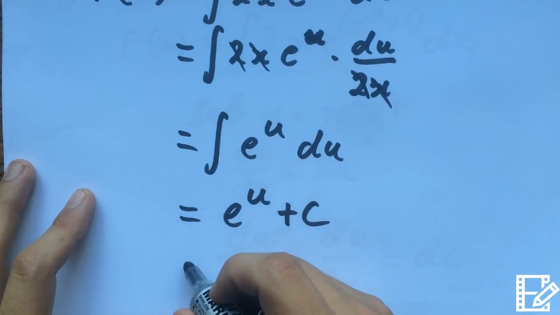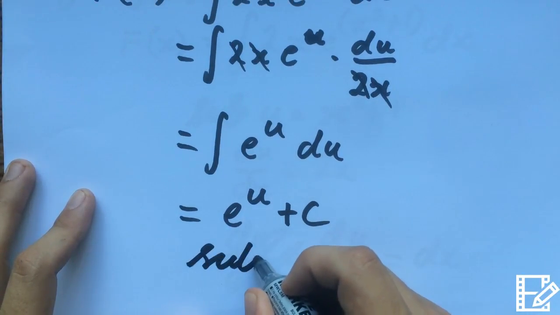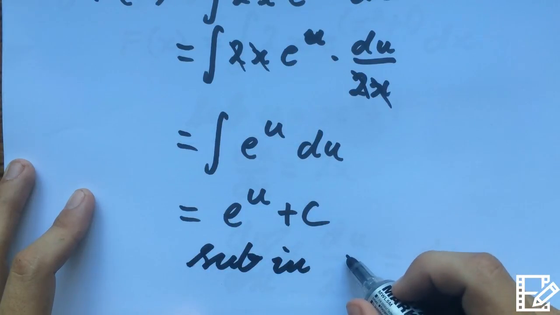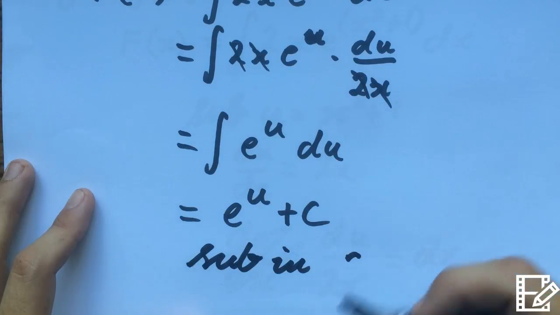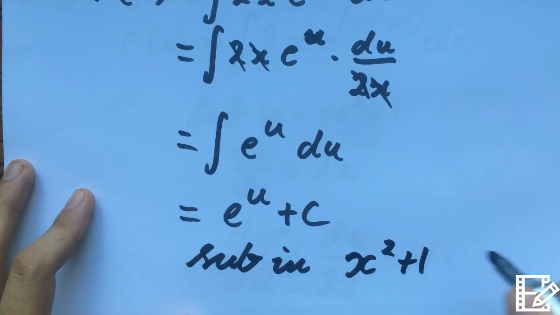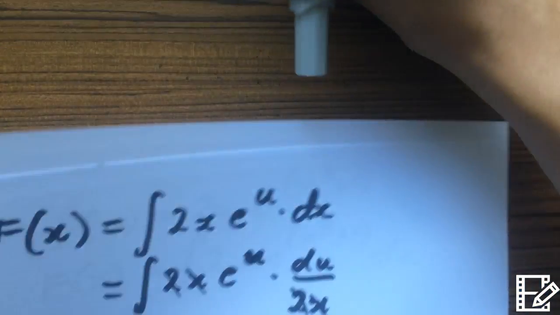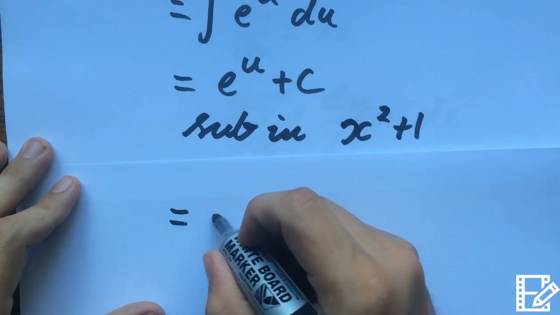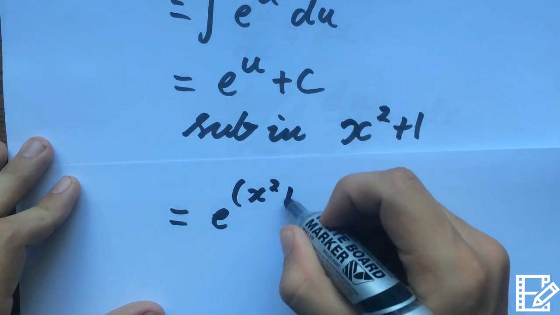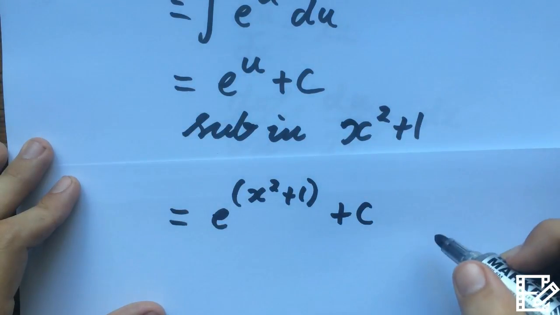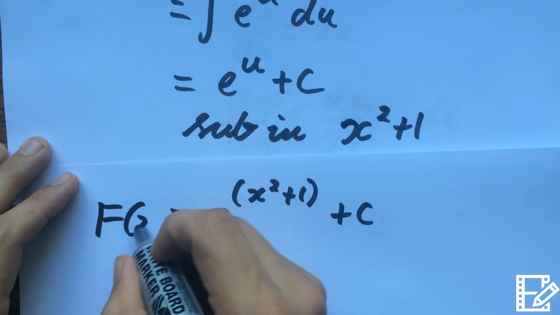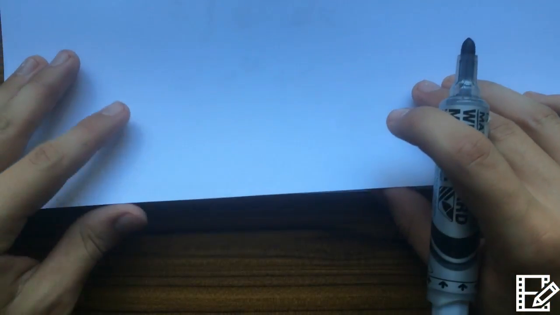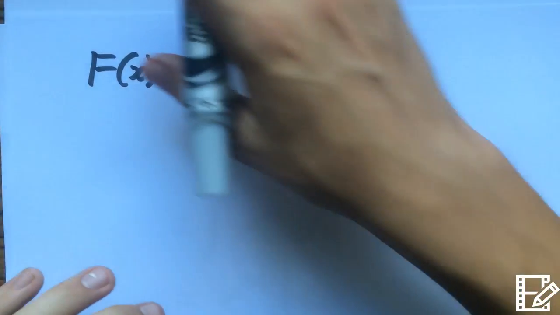So technically you should write, sub in x squared plus 1. Next step then would be to sub in x squared plus 1 back in. And that there is the integral of 2x multiplied by e to the power of x squared plus 1.